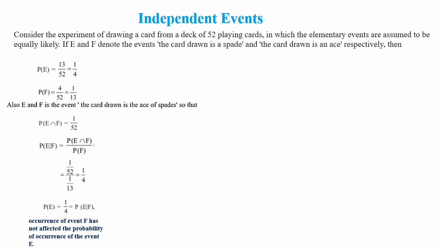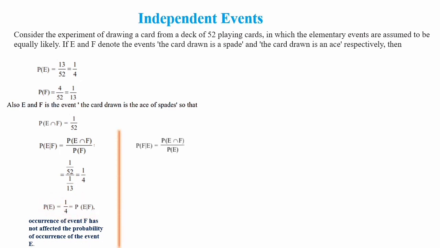E given F is a condition: the probability of occurrence of E after the occurrence of F. So the occurrence of event F has not affected the probability of occurrence of event E, because both probabilities are 1 by 4. This is our conclusion from here.